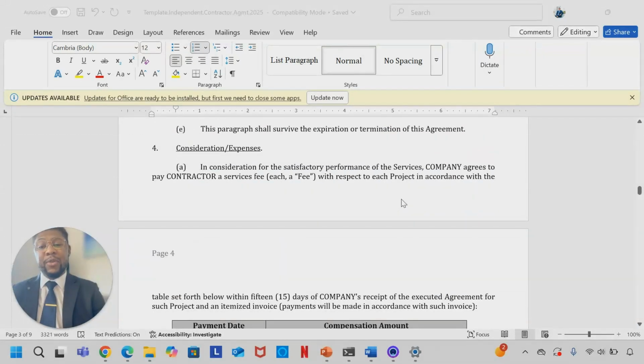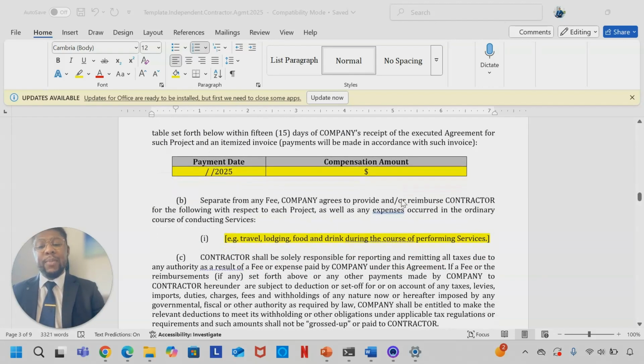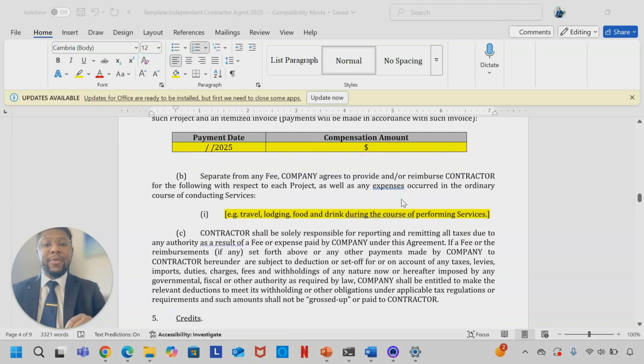Next, we have the consideration and expenses section. This section is pretty straightforward. It explains how much money you're getting paid to provide these services. But it also gives you the ability to include expenses that the other side needs to pay on your behalf or reimburse you for.